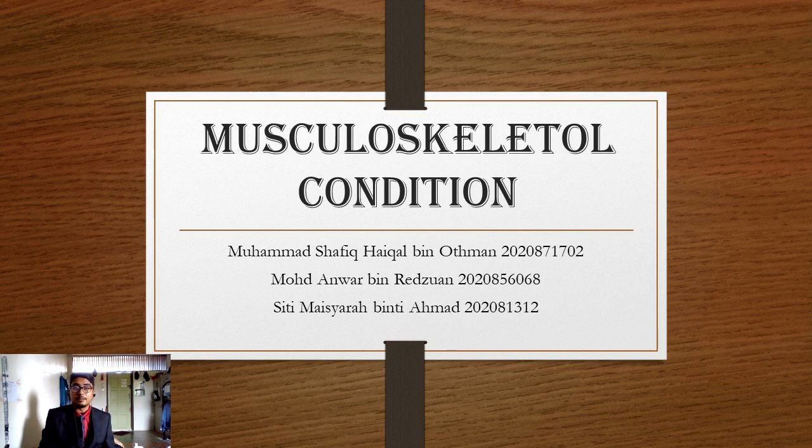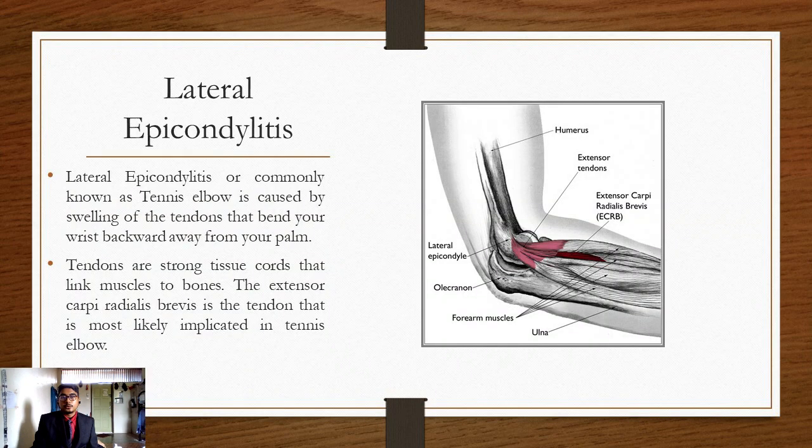Today, we will present about special tests on elbow injury. So, the first one is lateral epicondylitis. Lateral epicondylitis, or commonly known as tennis elbow, is caused by swelling of the tendon that bends your wrist backward away from your palm. Tendons are strong tissue cords that link muscles to bones. The extensor carpi radialis brevis is the tendon that is most likely implicated in tennis elbow.